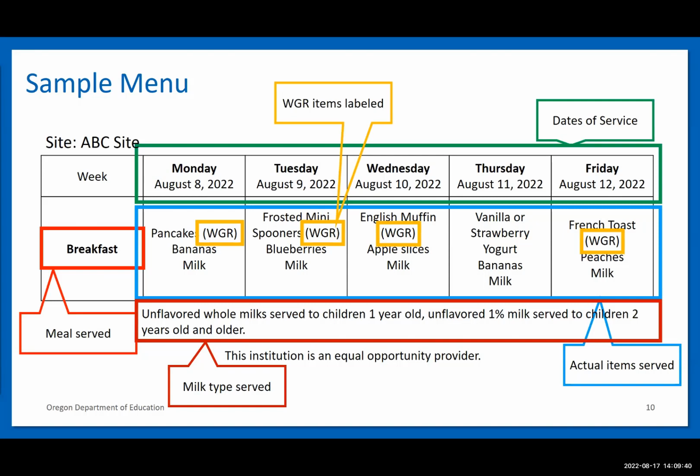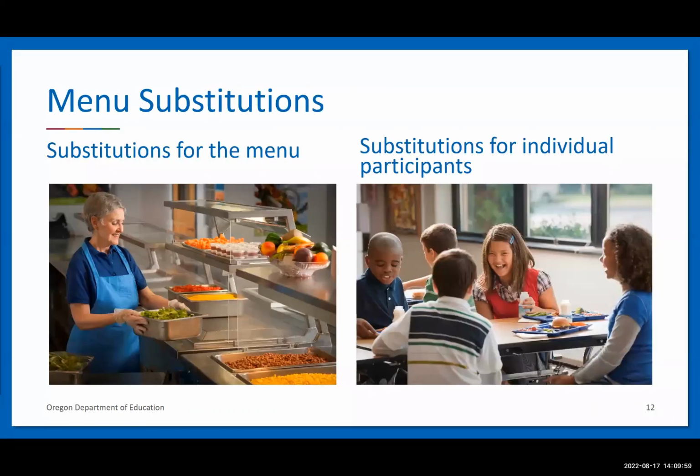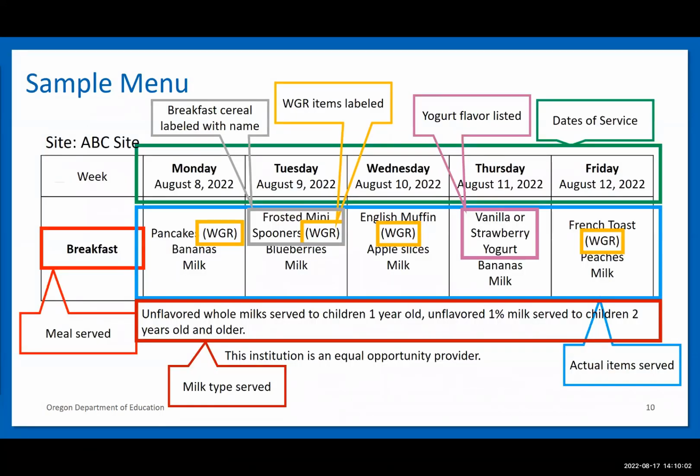The whole grain rich items are listed next to the actual grain items that were served, and this is now highlighted in the yellow boxes. Breakfast cereals listed has the name of the cereal listed and is now highlighted in the gray box. Finally, the purple box is highlighting the yogurt with the flavors served listed. We didn't highlight the site name and the non-discrimination statement since they are less relevant to our meal pattern, but they are both listed on this menu as well. While your menu may have a different format than this example, it should include all of these requirements.